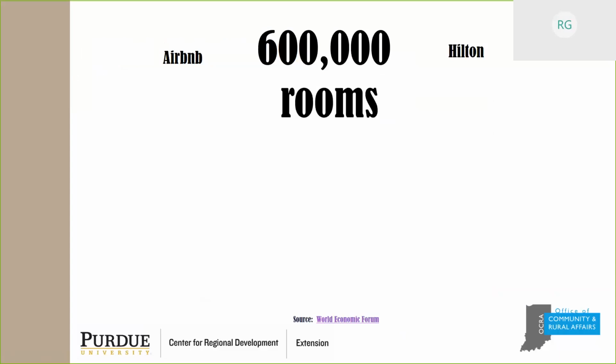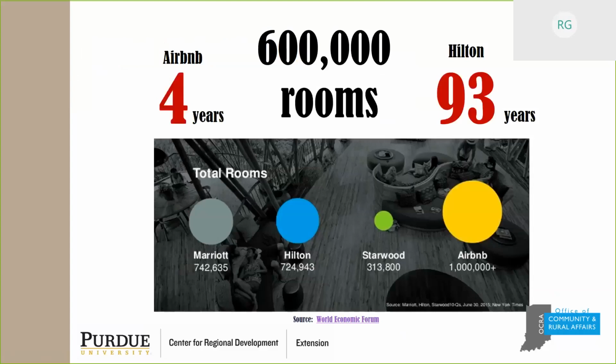So how long do you think it took Airbnb to reach 600,000 rooms? It took 4 years. To the contrary, Hilton, the hotel chain, which is a textbook example of the 20th century mindset of centralizing and building out, took 93 years to reach 600,000 rooms. So this is just an example of one of the characteristics of the digital age.